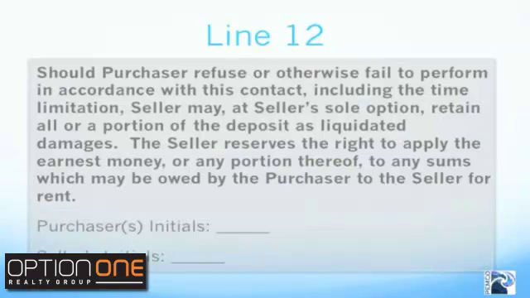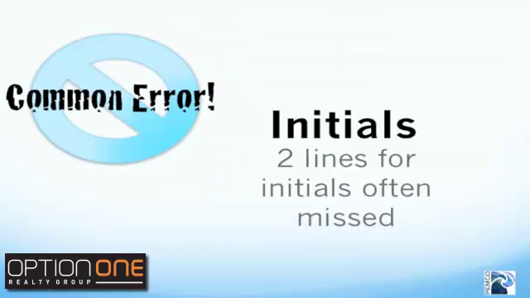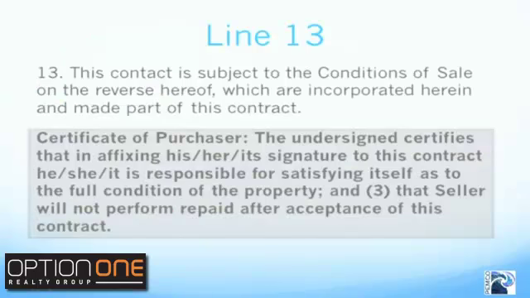Line 12 is a very important statement concerning how earnest money is handled if the buyer fails to act in accordance with this contract. Please, please take note of the two tiny lines at the end that are asking for you and your buyer's initials. These lines are often missed, and the result is a rejected contract. Line 13 is the certification of the purchaser. Your buyer's name and current address will auto-populate beneath the text. A signature in blue ink will still be required beneath the typed version of your buyer's name.